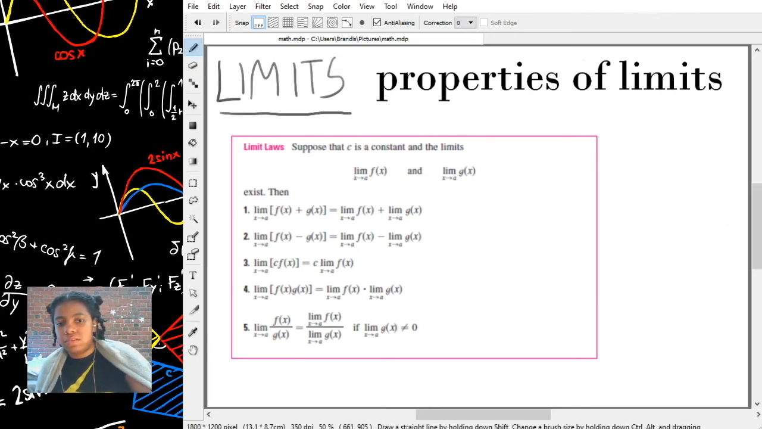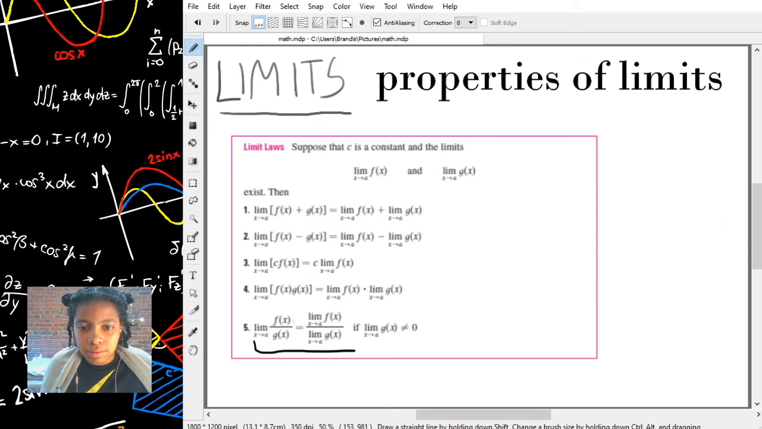But this list of properties is just making sure you understand that. The only thing I would worry about is probably this one. You just have to make sure that g of x is not 0. Because if it is, then you need to start factoring, or perhaps the limit doesn't exist. But there are other ways you can figure out if that's true.